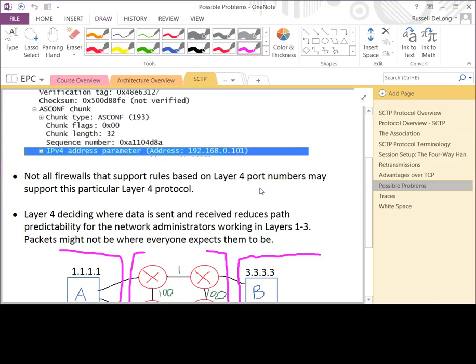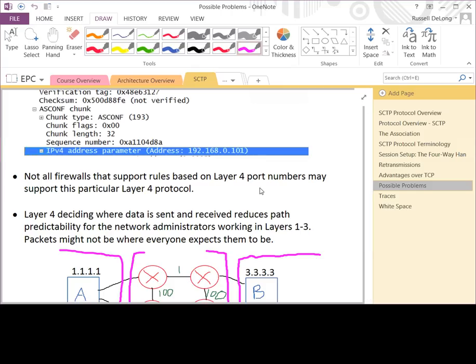Next, firewalls that support rules based on layer 4 information would have to support this, because you have to realize this is not just a different port number for a firewall. This is a whole different layer 4 protocol. Firewalls will typically support UDP and TCP. Those are much older protocols and much more prevalent. SCTP is its own transport layer protocol.